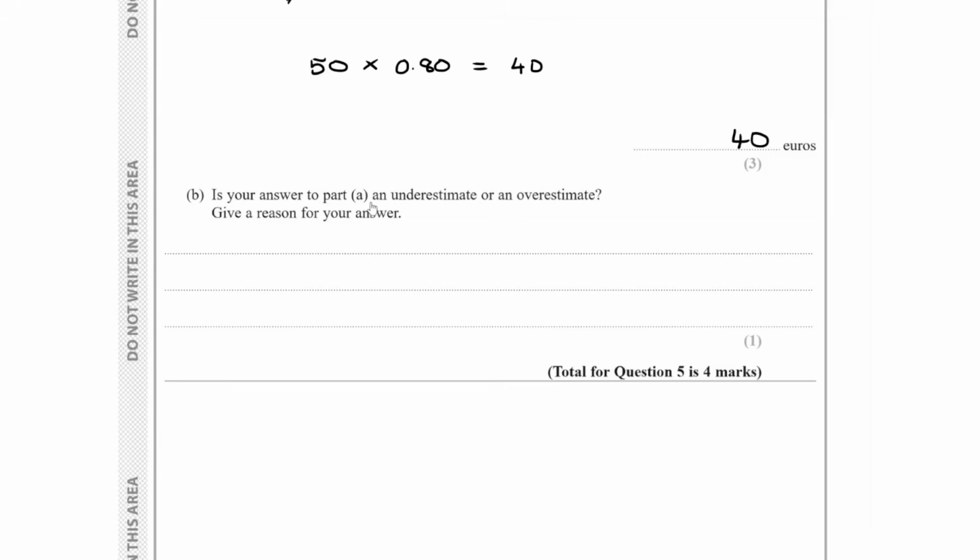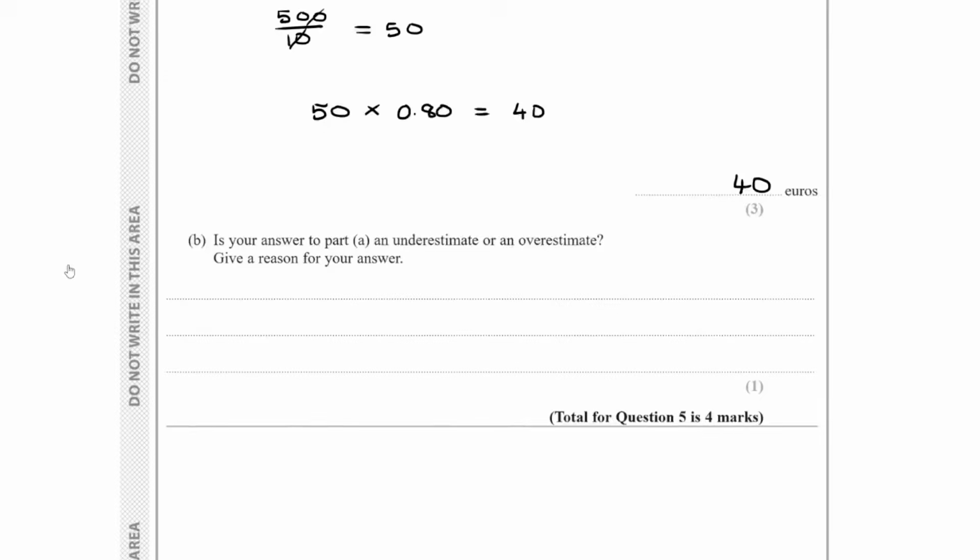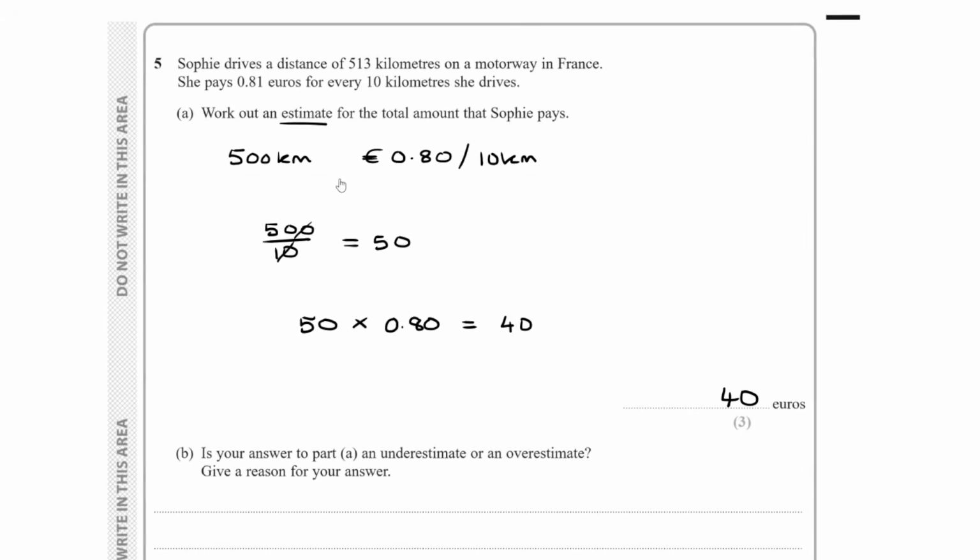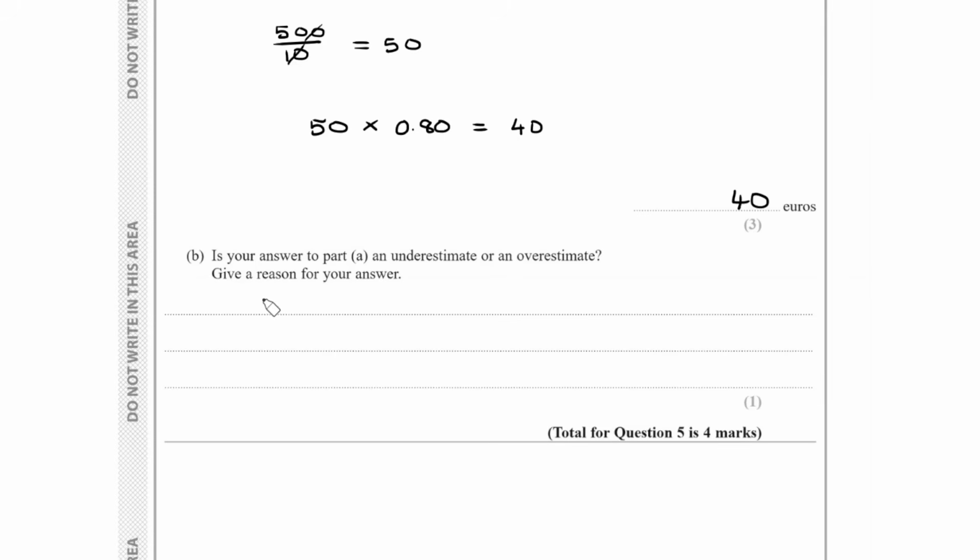Part B, is your answer to Part A an underestimate or an overestimate, and we must give a reason? We'll have a look at how we rounded it. Yours might be slightly different to mine, but how did we round it? I rounded down the distance that they travelled. And I also rounded down, slightly, the money, didn't I? So, mine, in this case, would be an underestimate because actually Sophie drove a little bit further and it also cost a little bit more for every 10 kilometres. So for me, I would say an underestimate.